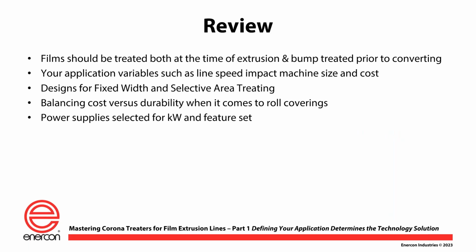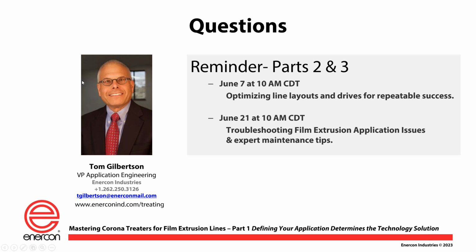All right, thanks, Tom, for all those insights. Before we get to our audience's questions, just a quick recap of some of the key concepts. Film should be treated both at the time of extrusion and retreated prior to converting. Your application variables such as line speed heavily impact machine size and cost. We looked at various electrode designs for fixed width and selective area treating. We talked about the importance of balancing economics versus durability when it comes to roll coverings. And we reviewed how power supplies are selected based on power level and the needed feature set. With that, we will get to your questions.